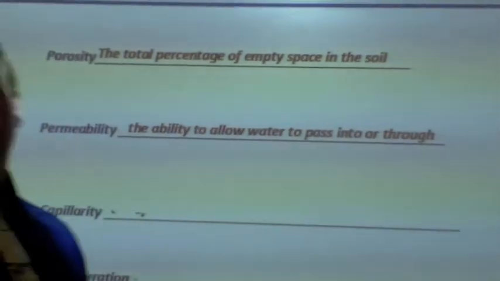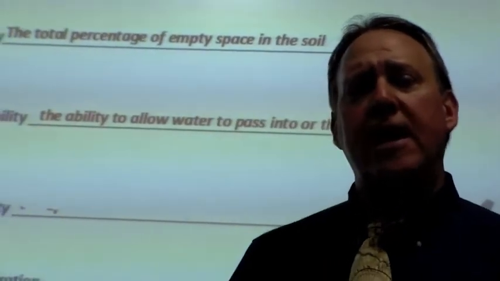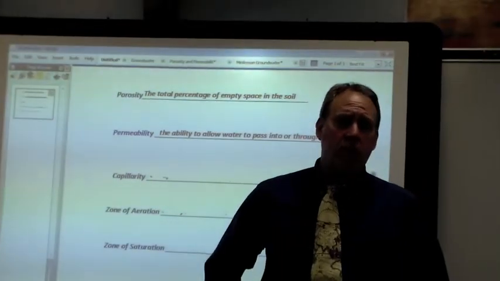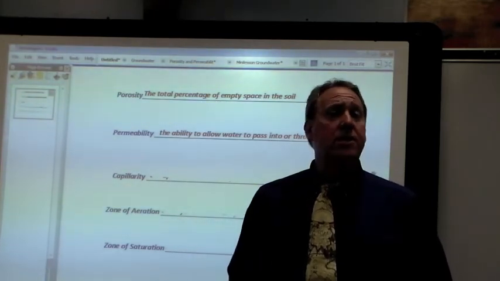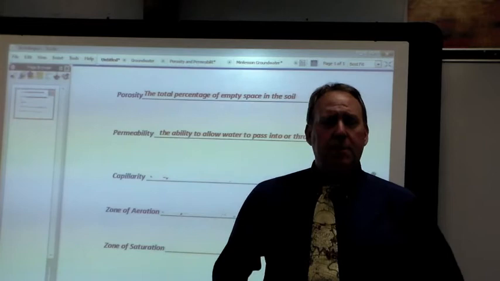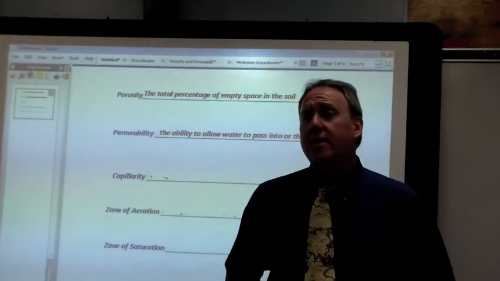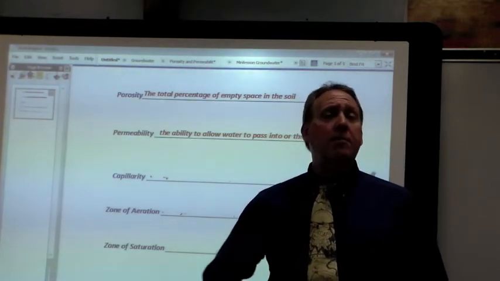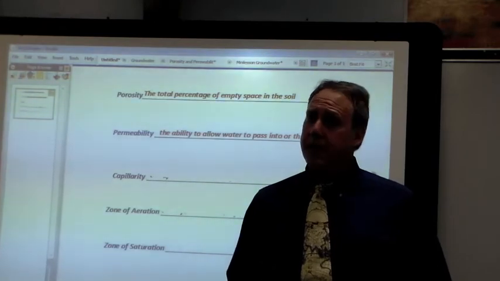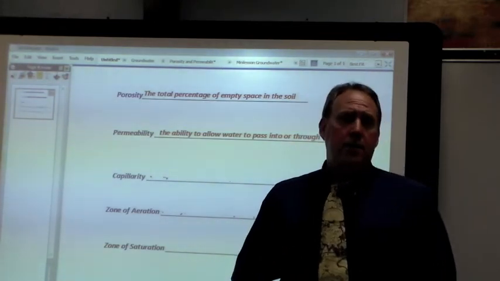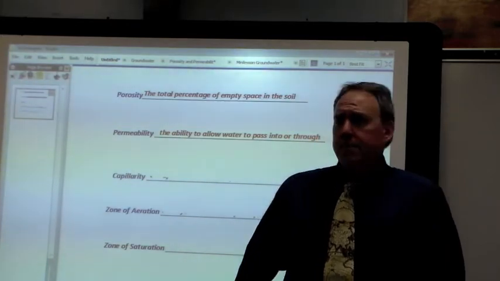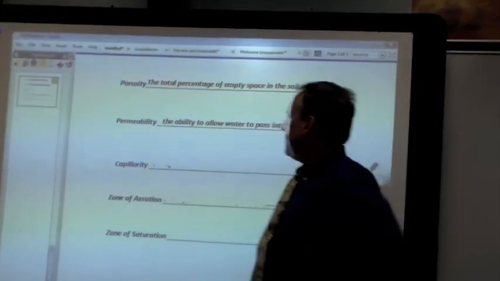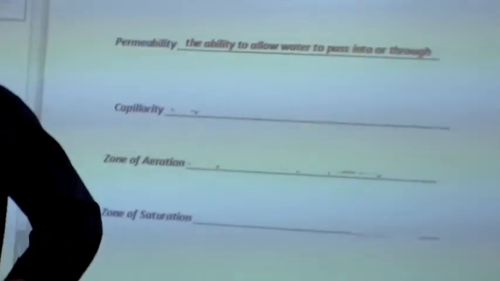You could say the window screen is permeable to air, permeable to water, but it's not permeable to flying insects. You could say the window glass is permeable to light. It lets light pass through, but it's impermeable to water. It doesn't let water pass through. Okay? Now, the next interesting concept here is called capillarity.